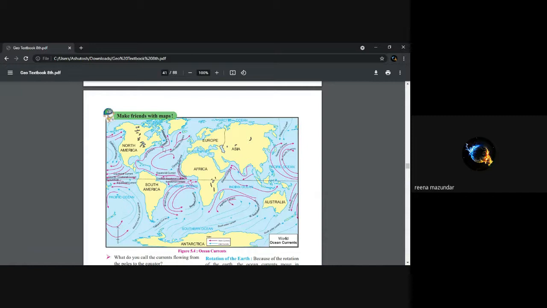Similarly, the Gulf Stream flowing in the northern part of North America. This is also a warm current. So when it moves, it makes the climate of North America, the eastern coast of North America, warmer.